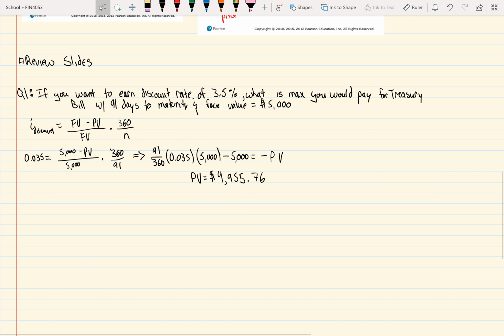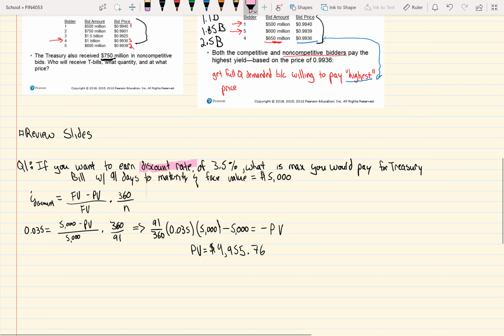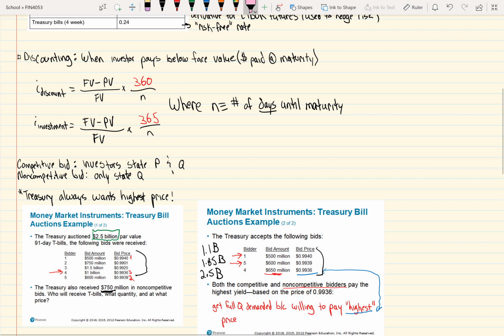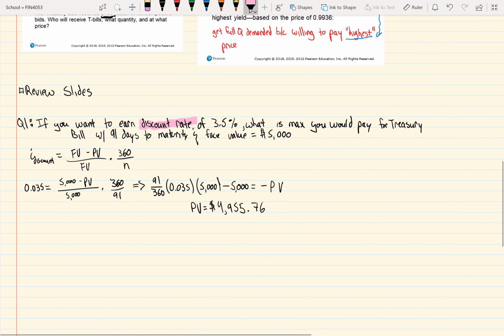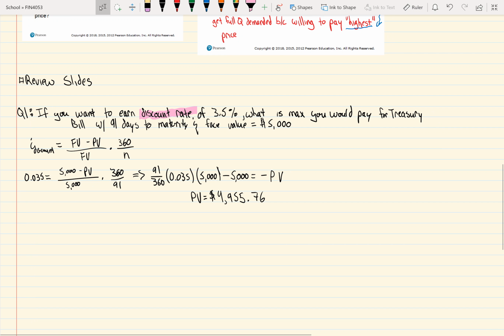So if you want to earn a discount rate of 3.5%, what is the max you would pay for a Treasury bill with 91 days to maturity and a face value of $5,000? So again, an important part here, they're asking for the discount rate. That would be different if they asked for the investment rate. And again, the difference is that number of days until maturity in the numerator here. So again, here's the formula for the discount rate, not the investment rate.